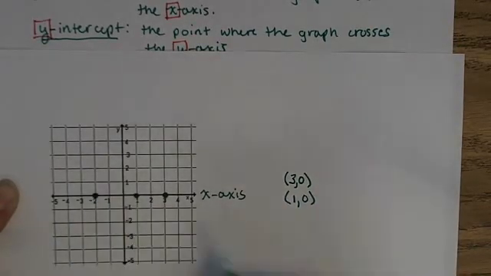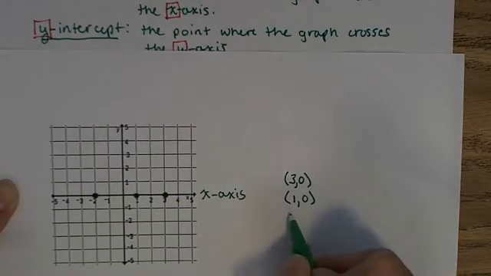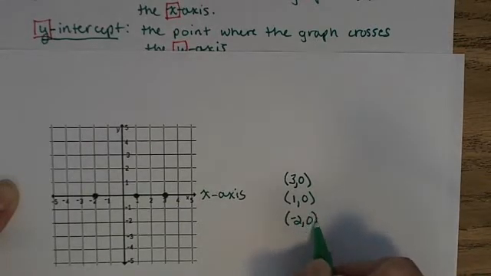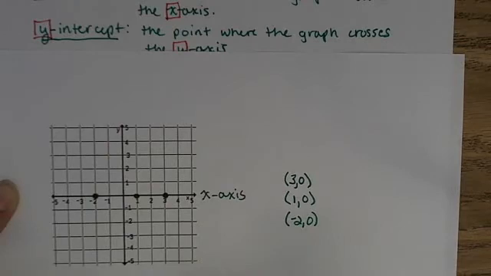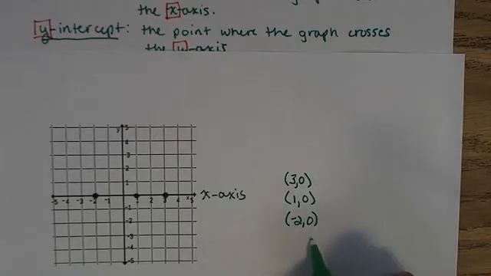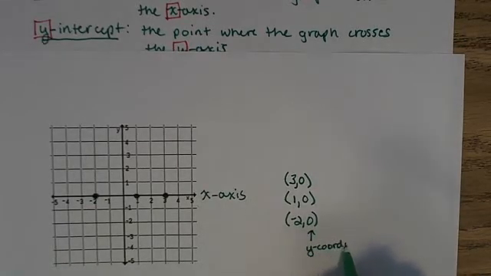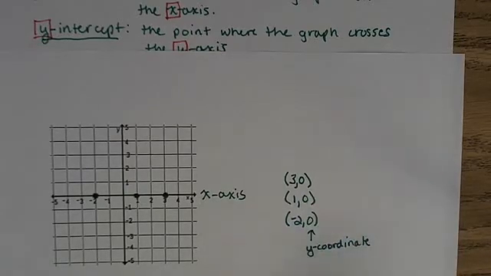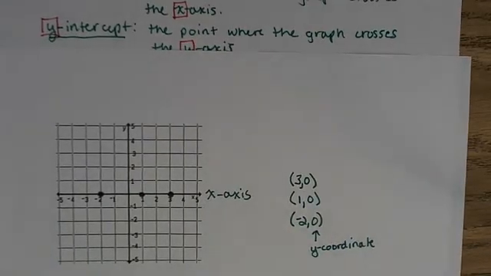How about over on the other side here? Well, that point is negative 2, 0. Now, do you see anything that all three of these points have in common? Well, you might notice that all three of them have a y-coordinate that is 0. It's 0 in all these situations.